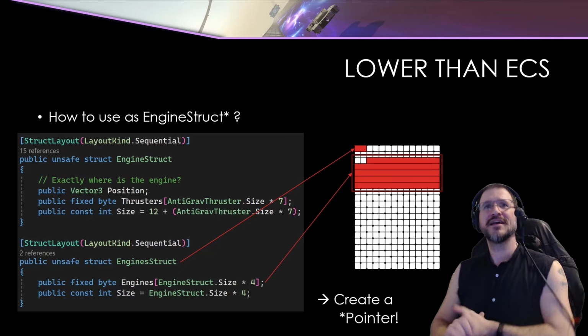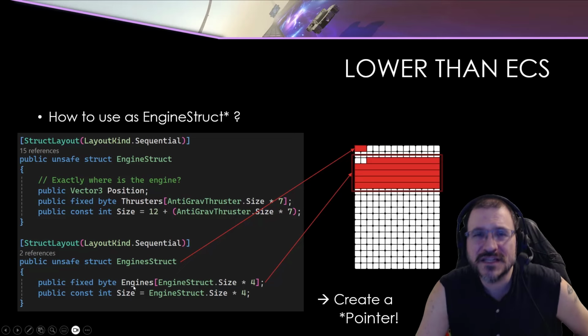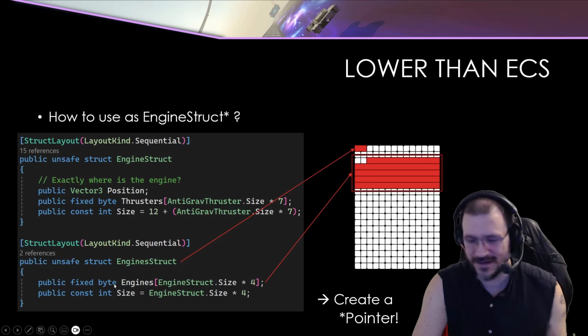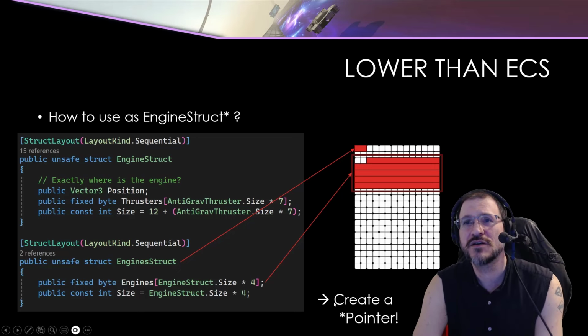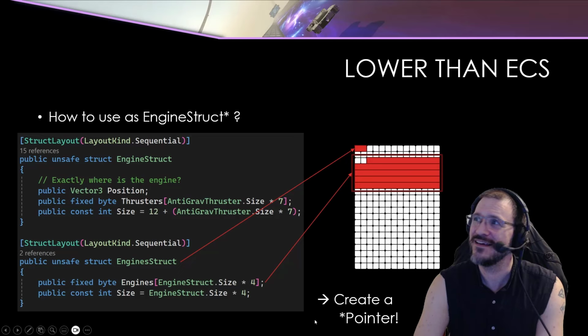Anyway, how do we get to use engine struct when everything inside of here is actually just bytes? Okay, that is a good question. We're going to create a pointer. We're going to start using C++ or C in C#.